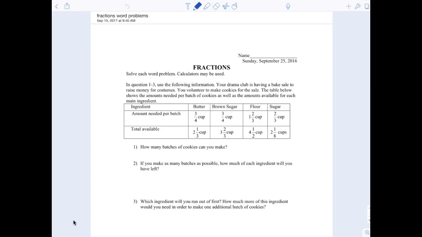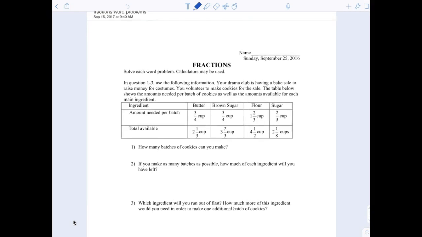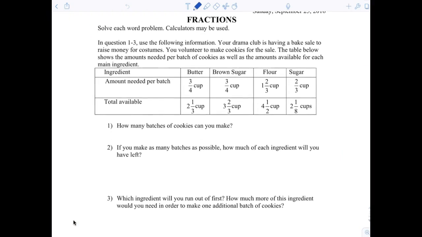All right. Now, again, we're going to start out with this fun little problem here. Lots of fractions, and you're going to have to help me. So let's read it together. It says in questions 1 through 3, use the following information. Your drama club is having a bake sale to raise money for costumes. You volunteer to make cookies for the sale. The table below shows the amount needed per batch of cookies, as well as the amounts available for each main ingredient. In order to make a batch of cookies, you need 3/4 cup of butter, 3/4 cups of brown sugar, 1 2/3 cups of flour, and 2/3 cups of sugar.